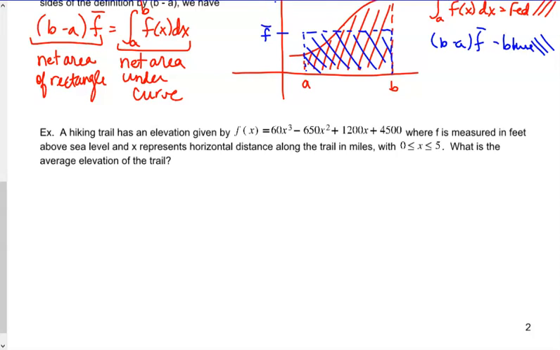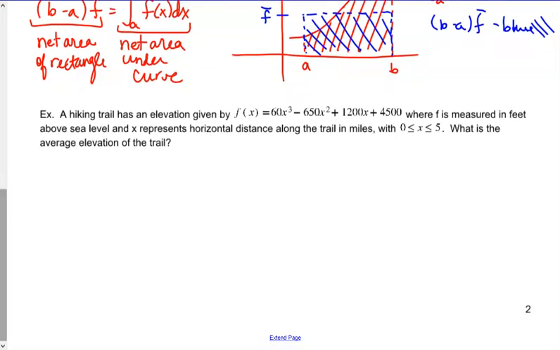Okay, so let's do an example of this, and this is an application of average value. A hiking trail has an elevation given by this nice long polynomial function, where f is measured in feet above sea level and x represents the horizontal distance along the trail in miles. So we're going from 0 to 5 miles on this trail. What is the average elevation of the trail?